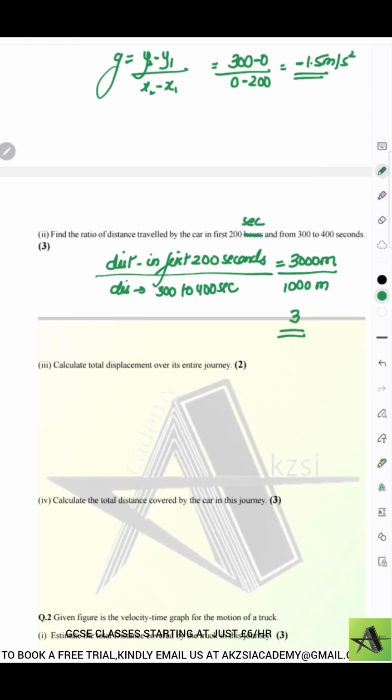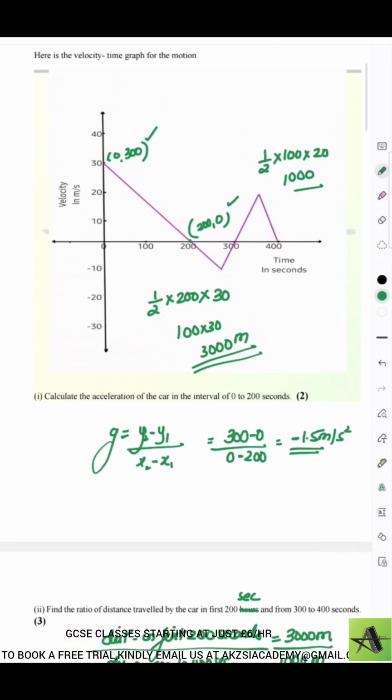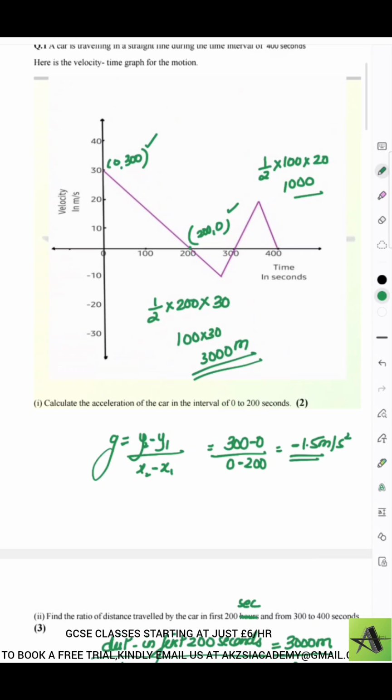Third one says calculate the total displacement over its entire journey. There's a basic difference between distance and displacement, because distance is a scalar quantity whereas displacement is a vector quantity. That means if we have to calculate distance, I have to calculate the area of each part and add them up, only the positive values, right? But for displacement, we still have to calculate the area, but if it's below the x-axis, we take the negative answer, whereas if it's above the x-axis, we take the positive answer.